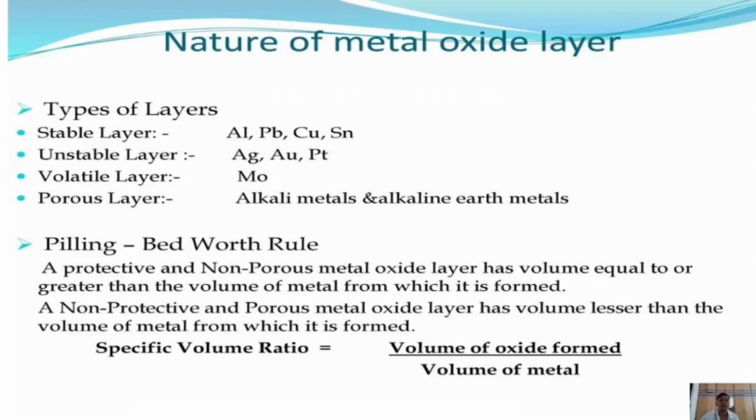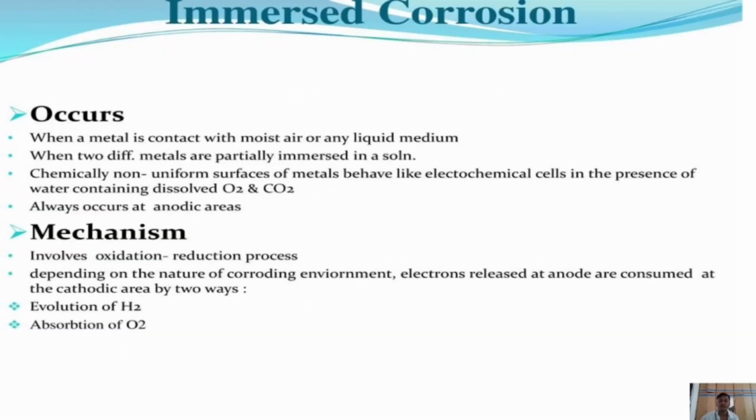Pilling-Bedworth rule. A protective and non-porous metal oxide layer has a volume equal to or greater than the volume of the metal from which it is formed. A non-protective and porous metal oxide layer has a volume lesser than the volume of the metal from which it is formed. Specific volume ratio: volume of oxide formed divided by volume of metal.